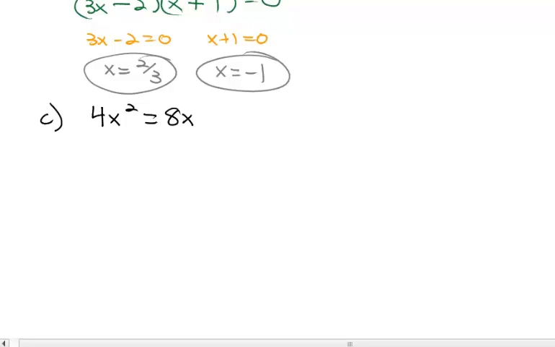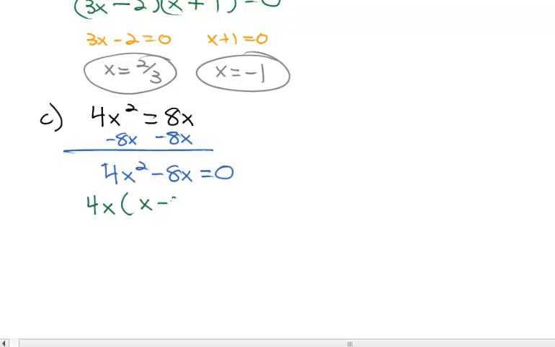Again, like the last problem, notice we have x squared and x. The way we solve those is we make them equal to 0 by subtracting 8x from both sides, giving us 4x squared minus 8x equals 0. Factoring, first thing we look for is GCFs, and there's a GCF of 4x, leaving behind x minus 2 equals 0.